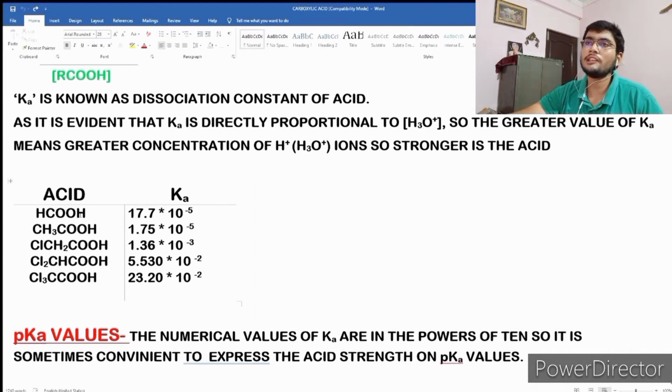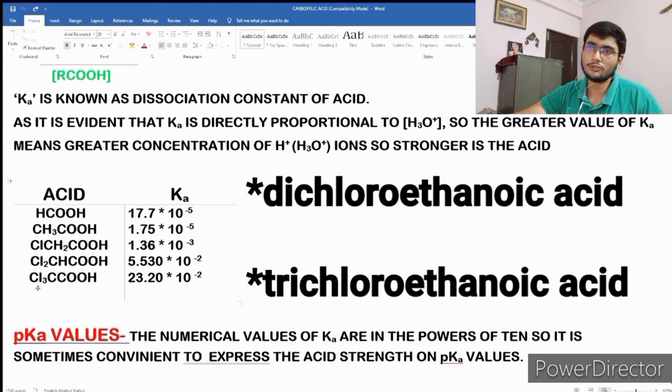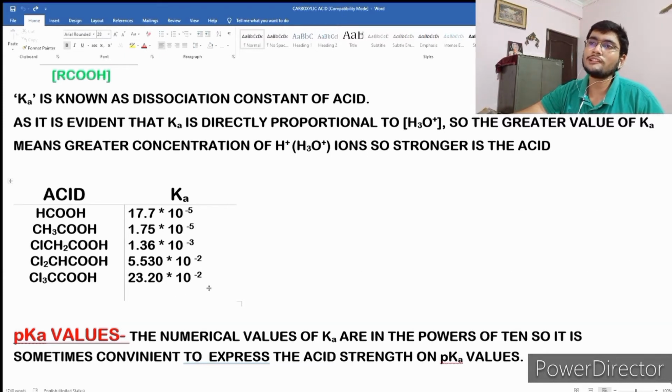Like I have taken here formic acid, ethanoic acid, 1-chloroethanoic acid, 2-chloroethanoic acid and 3-chloroethanoic acid. So you see this 3-chloroethanoic acid has the largest value of dissociation constant. So that means this is the strongest acid. Then comes the 2-chloroethanoic, then 1-chloro, then ethanoic and then formic.